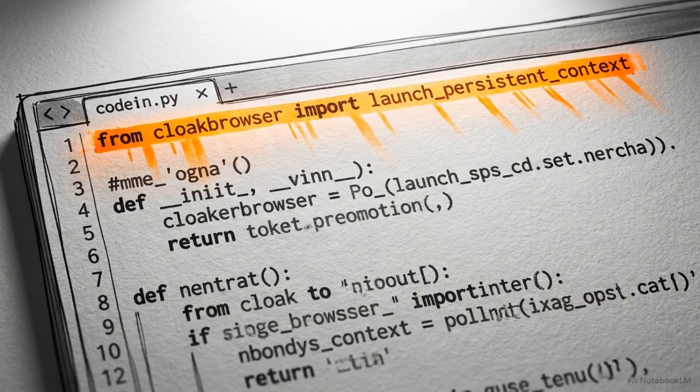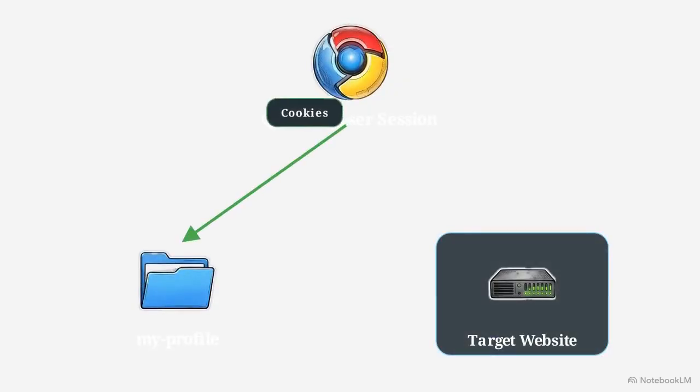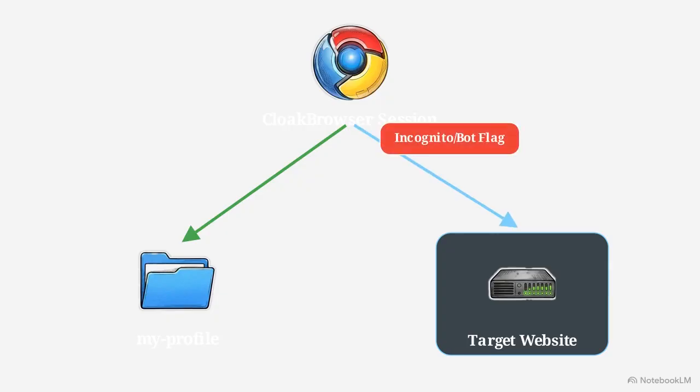Let's upgrade our script. Instead of the basic launch command, modify your code to import and use launch persistent context, pointing it to a local directory called myprofile. We will also add a new argument, humanize equals true. This specific modification saves cookies and local storage directly to your machine. This explicitly prevents target websites from flagging your script as a suspicious incognito mode user.